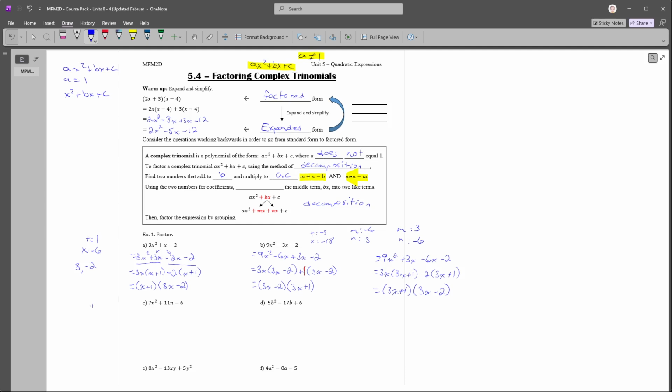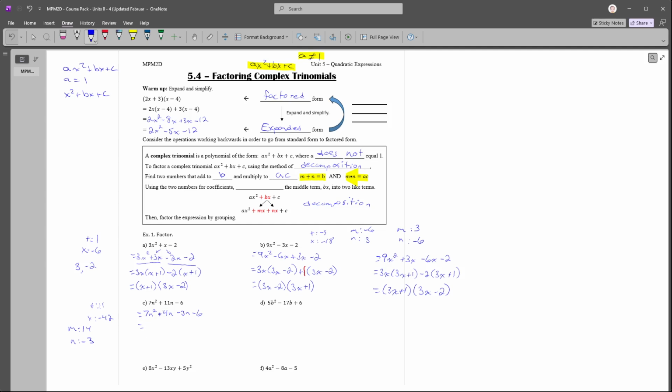So I want to find two numbers that add to 11 and multiply to negative 42. Okay? So in this case, I'm going to end up with an m of 14 and an n of negative 3. Okay? How did you get that, Mr. Lane? Opposite signs, bigger one is going to be the positive one. Okay? So now we have our 7n squared. We leave it alone. We're going to add on our 14n, and then we're going to subtract on our 3n and minus our 6. Find any common factors we can.